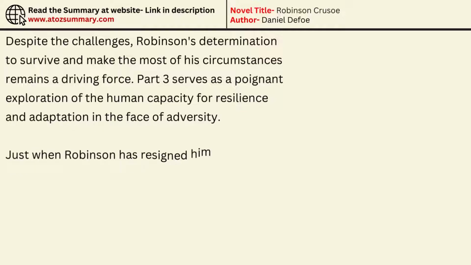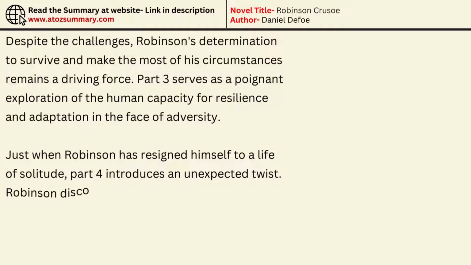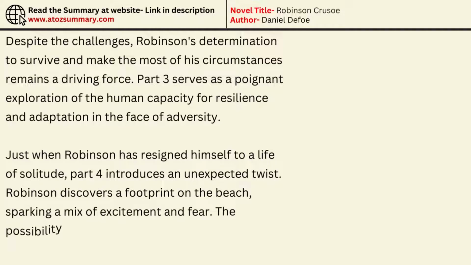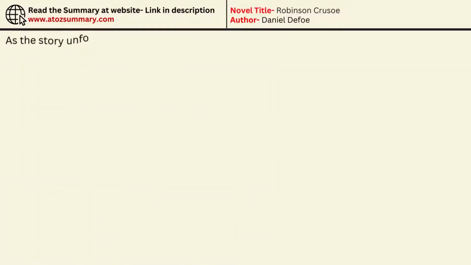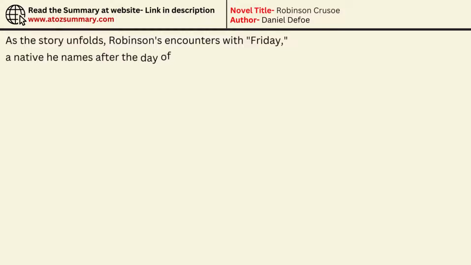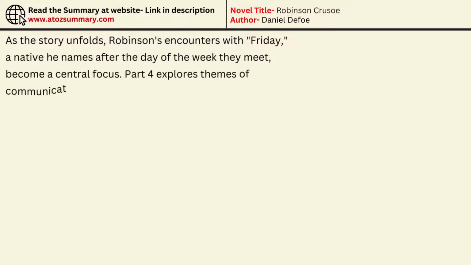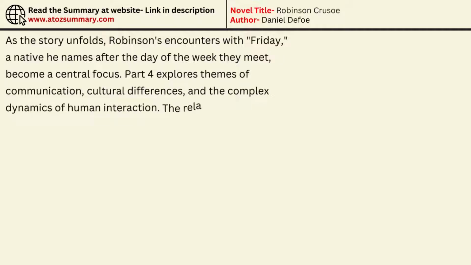Just when Robinson has resigned himself to a life of solitude, Part 4 introduces an unexpected twist. Robinson discovers a footprint on the beach, sparking a mix of excitement and fear. The possibility of another human presence on the island both intrigues and terrifies him. As the story unfolds, Robinson's encounters with Friday, a native he names after the day of the week they meet, become a central focus. Part 4 explores themes of communication, cultural differences, and the complex dynamics of human interaction.